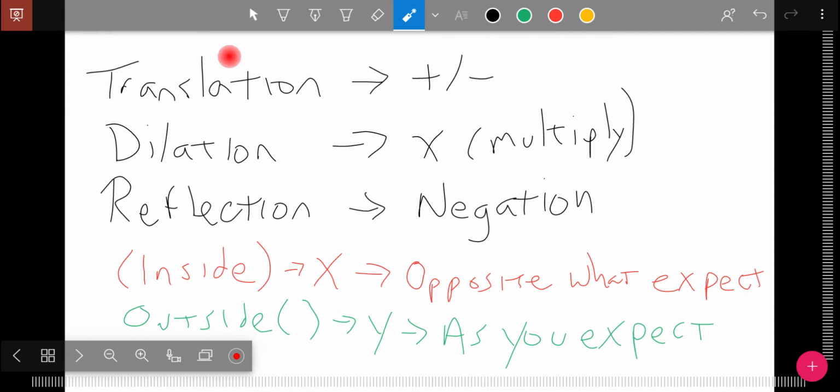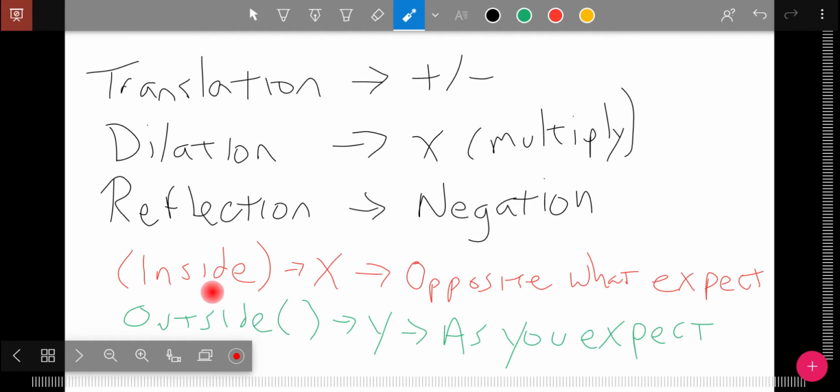Translations, slides up, down, left, or right, are always when you're doing addition or subtraction in a problem. Dilations are when you're making something bigger or smaller, or we're going to use the word stretch and compress. And that always happens when you multiply. And then reflection comes from negation, or throwing a negative in there. We'll talk about all of those, but that's going to be the key transformations, or changes to the position or size of the shape, that we're going to deal with in this lesson.